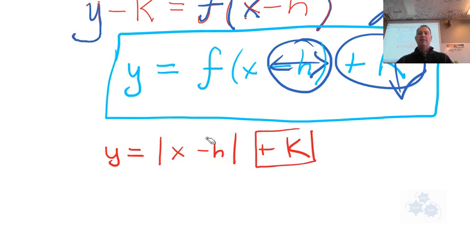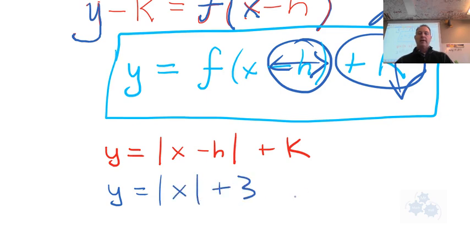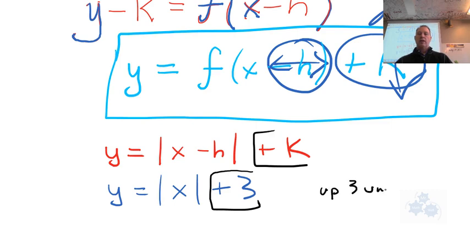And what that means is that when you look at an equation, and so let's write y equals, which is one of the ones we did, absolute value of x plus 3, right? That means it's a plus k and it's a plus 3, so this is up 3 units. Because it's a plus here and a plus here, that's a positive k, a positive k.